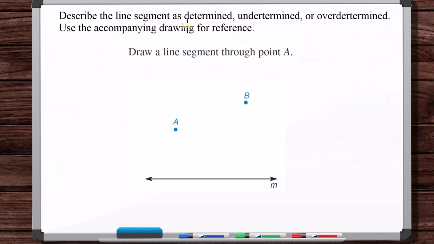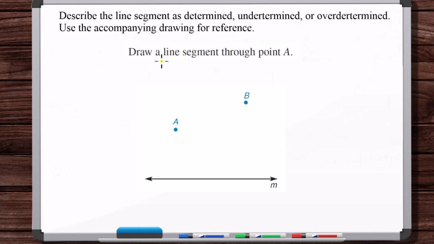Describe the line segment as determined, underdetermined, or overdetermined. Use the accompanying drawing for reference. Okay, it's really important that we understand the meaning of something that's properly determined, or properly constrained. So what does under constrained, over constrained, and just properly constrained mean? This is important because if we're going to add an auxiliary line or figure to some scenario for analysis, it needs to be properly determined, or else what we're doing won't make any sense.